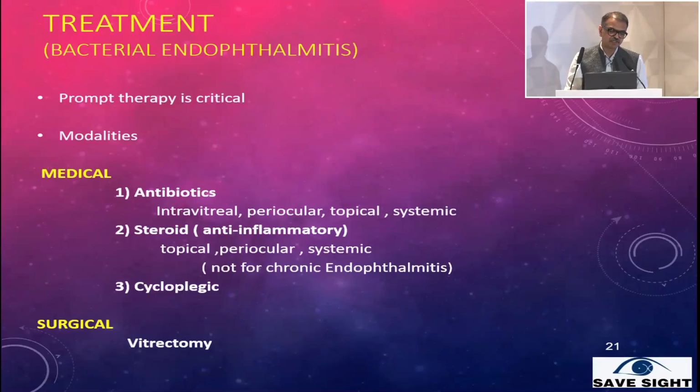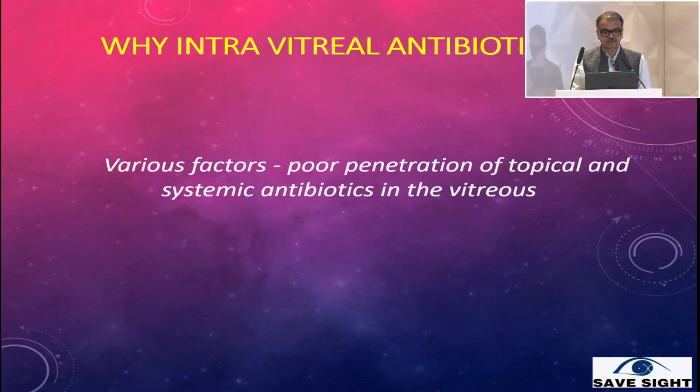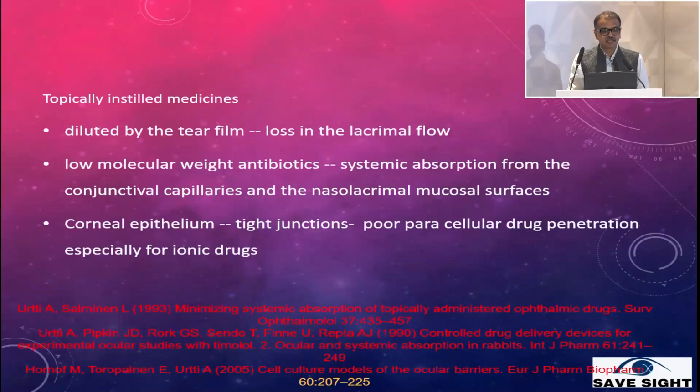We give intravitreal antibiotics. Along with it, we give periocular, topical, and systemic antibiotics. We give steroids, topical steroids, and systemic steroids if the patient is non-diabetic and we have ruled out fungal endophthalmitis, along with cycloplegics. So why intravitreal antibiotics? Because all of us know that there is poor penetration of topical and systemic antibiotics in the vitreous.